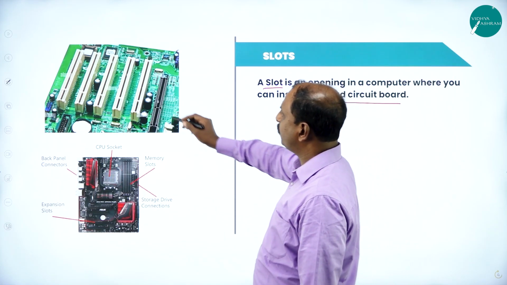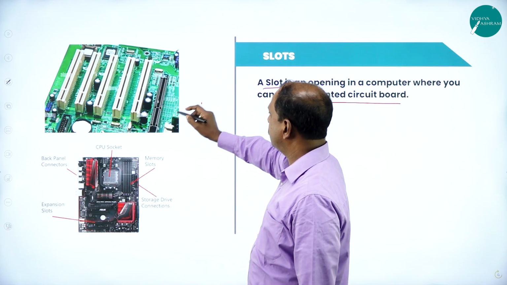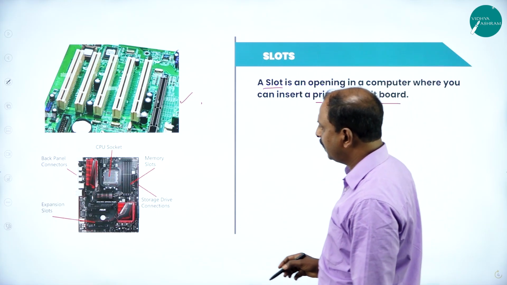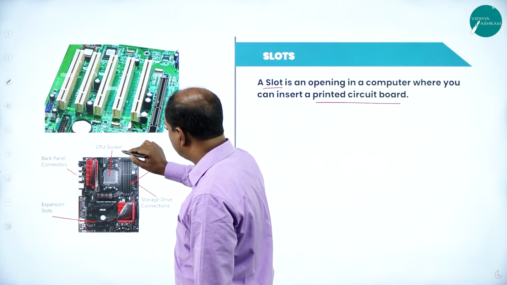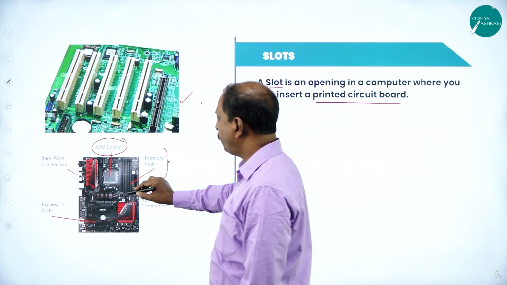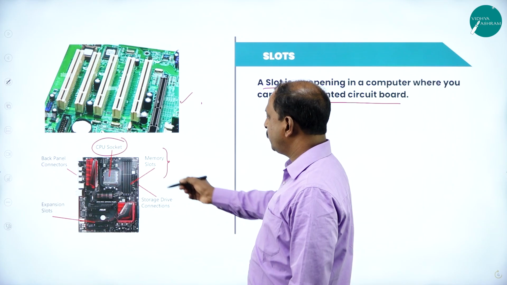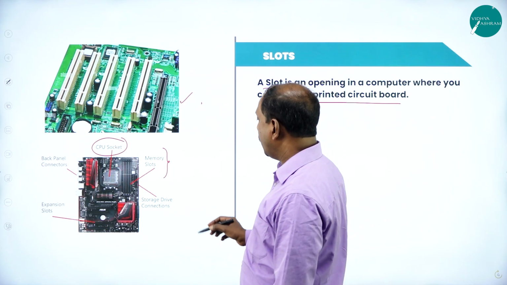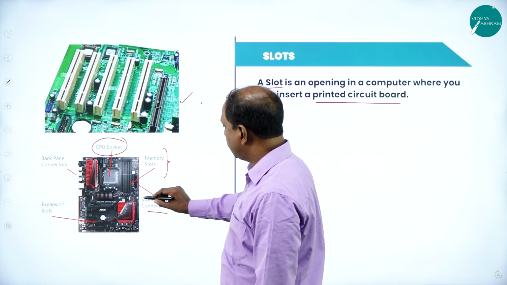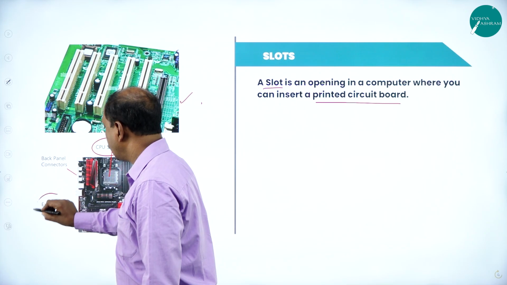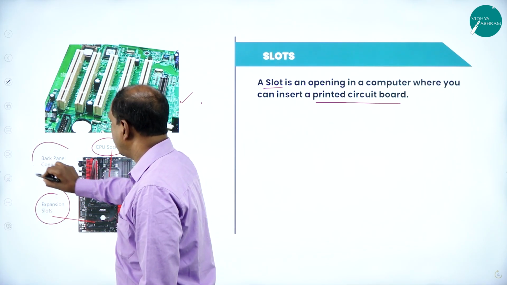This is an example for slots. You can see the picture here, and in the diagram we have the CPU socket and memory slots. Here we can fix the memory, and you have seen in the previous slides the different types of slots for memory and storage device connectors.